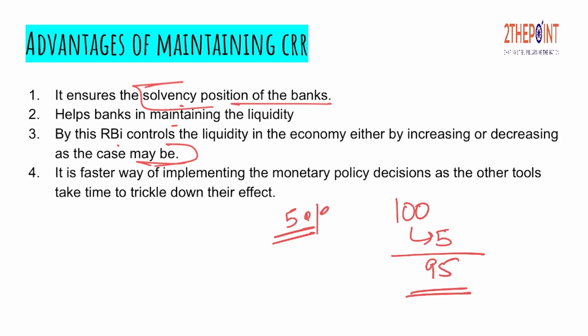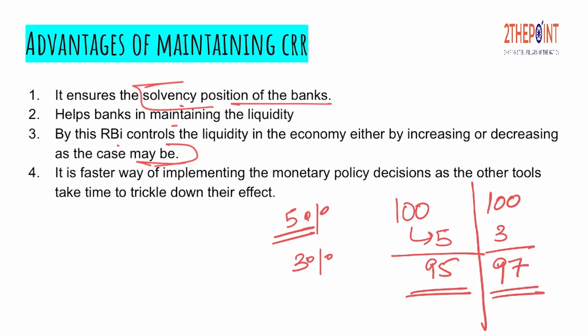Now if the RBI wants to increase the liquidity in the economy, it will reduce this reserve ratio requirement, and let's say it makes it 3%. Now what? The deposit is 100, out of which only 3 rupees has to be maintained. So what is left with the bank is 97 rupees, and this money can be used to create loans. So what you can see is, earlier where 95 was available with the banks to create loans, with the reserve ratio requirement reducing, the amount is increased in the hands of commercial banks. So whenever the RBI wants to increase the liquidity, it will reduce this reserve requirement.